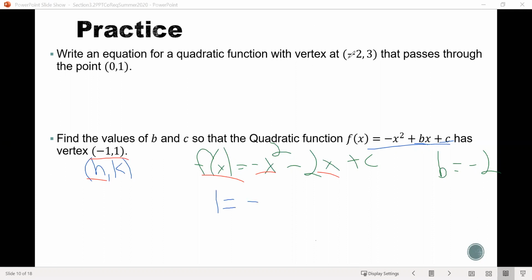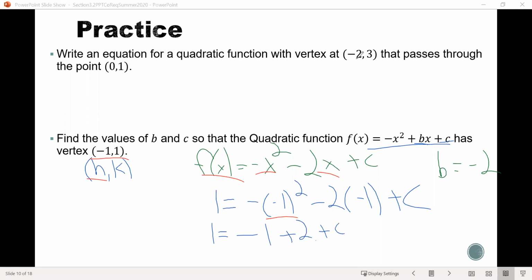So 1 equals the negative of negative 1 squared minus 2 times negative 1 plus c. Notice that in this equation c is the only variable, so that's good. That means we can solve for it. So here we'd have 1 equals, to be careful with this first term, negative 1 squared is positive 1, but then we have the negative of that, so that would give us negative 1. Negative 2 times negative 1 gives us a plus 2 plus c. Simplify that, we end up with 1 equals 1 plus c. If you solve for c there, I think you'll find that c is actually equal to 0.